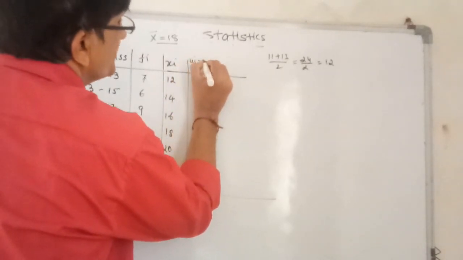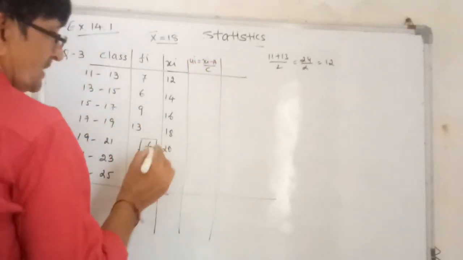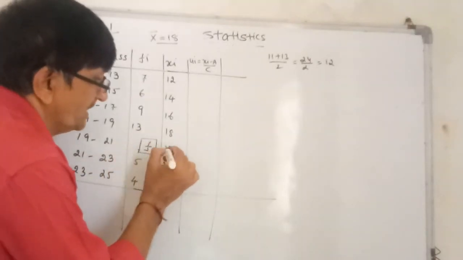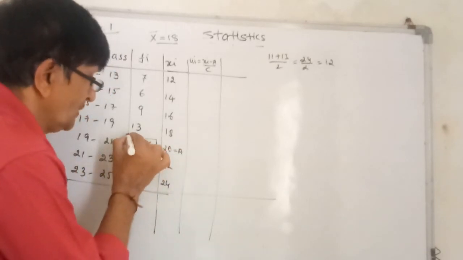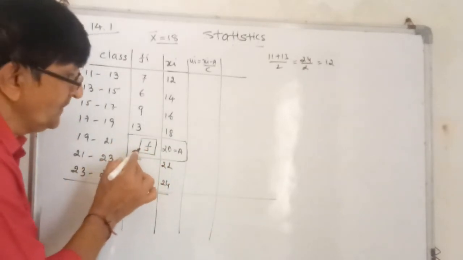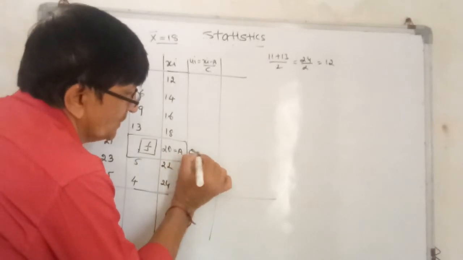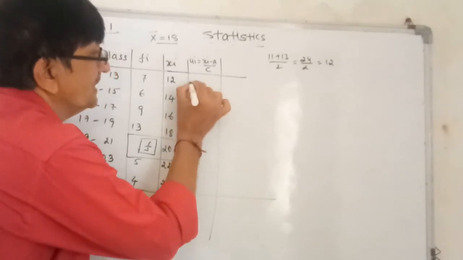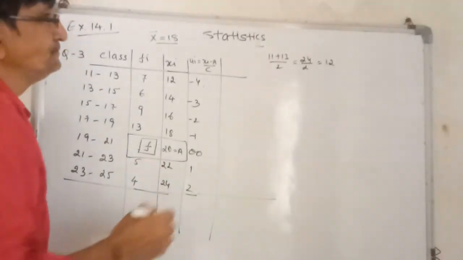Now ui. So ui is (xi minus a) upon c. Now we have to assume the assumed mean here, in front of the missing frequency. Whatever the missing frequency is, in front of that you assume the mean, so it will be easy. So this is 0, then -1, -2, -3, -4, and this is 1, 2.